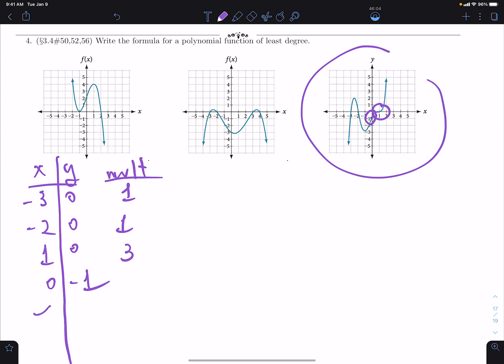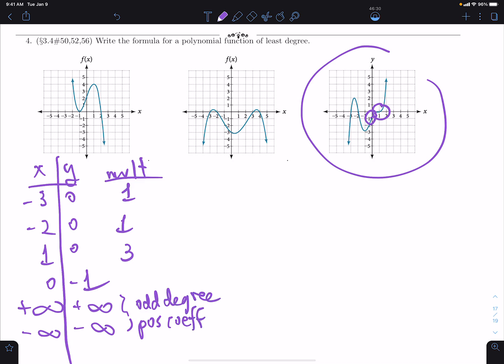And then end behavior: as x goes to positive infinity, y goes to positive infinity, and as x goes to negative infinity, y goes to negative infinity. And so the end behavior tells us that it's going to be an odd degree polynomial, with a positive leading coefficient. So that's interesting to know. And the multiplicities add up together to give 5. So that means that the degree is going to be at least 5.